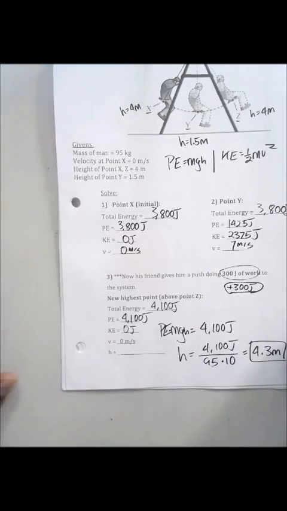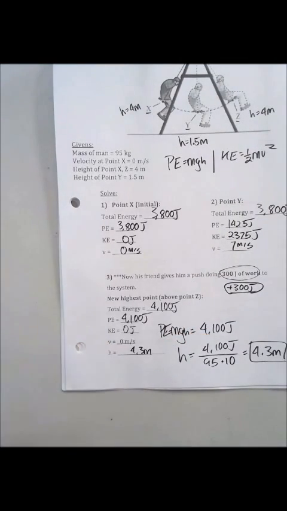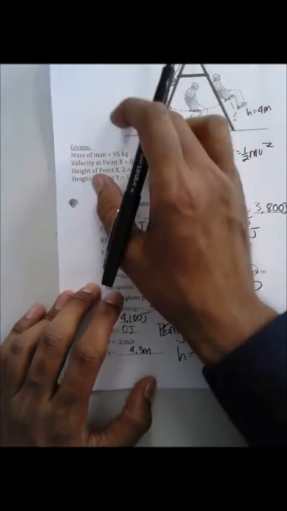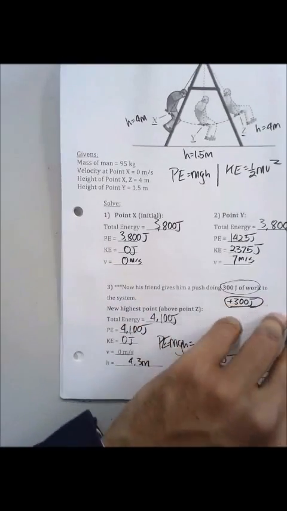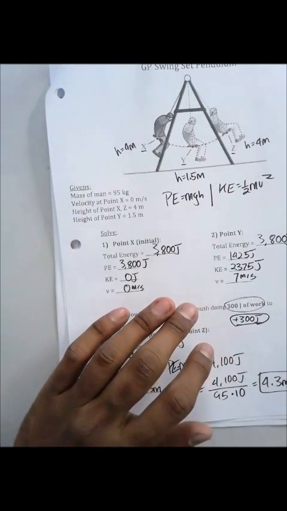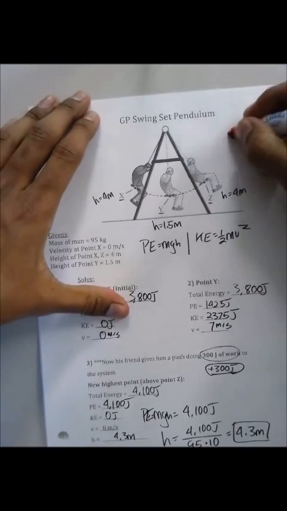So the height is actually 0.3 meters higher than the highest height before. When you add 300 joules of work, you actually push him up a little bit and you get a higher height. Let's see. That is boom! Cash money. Check number 2.